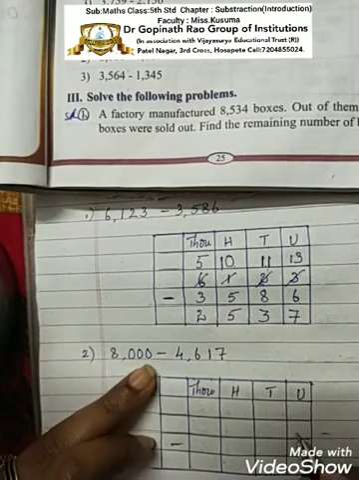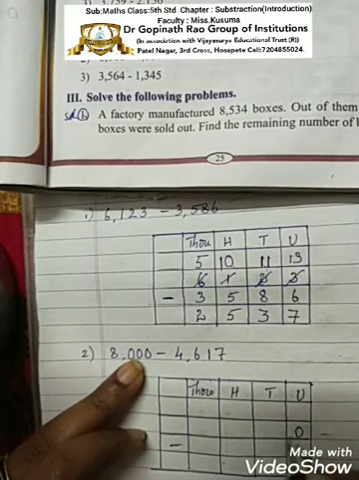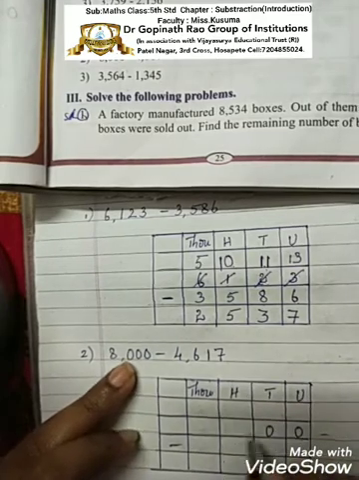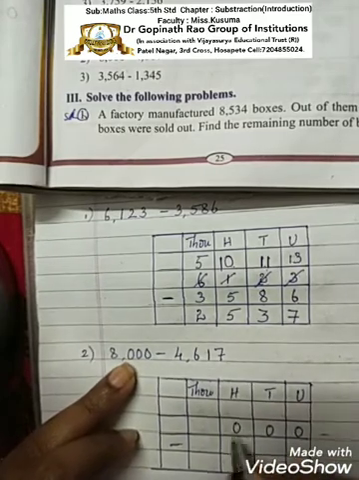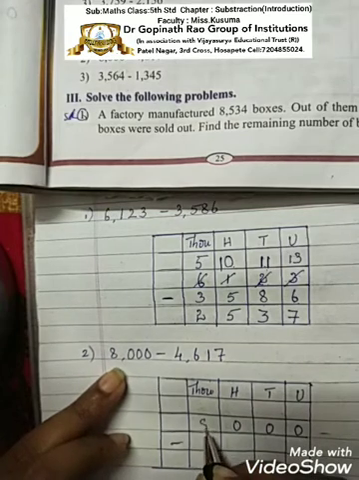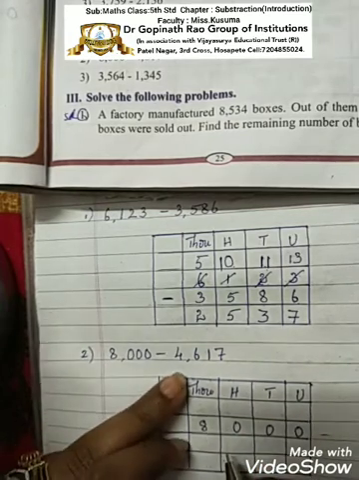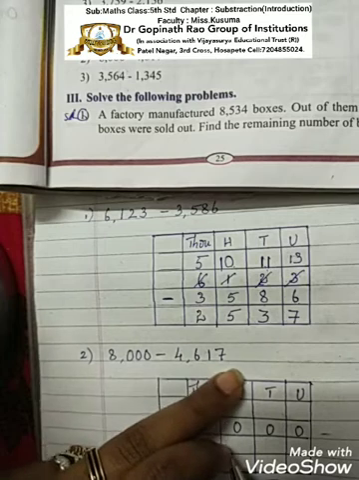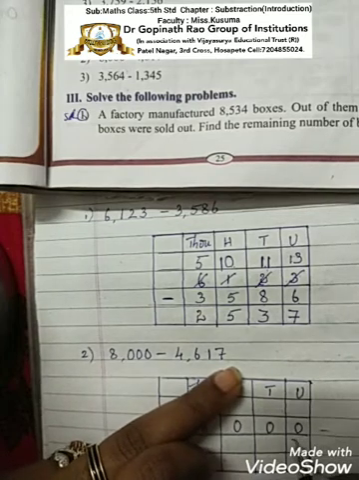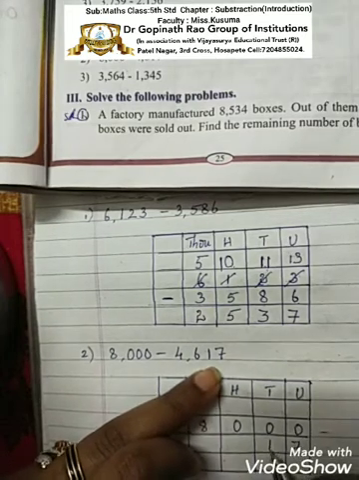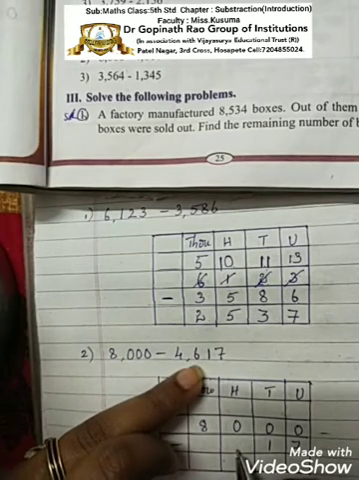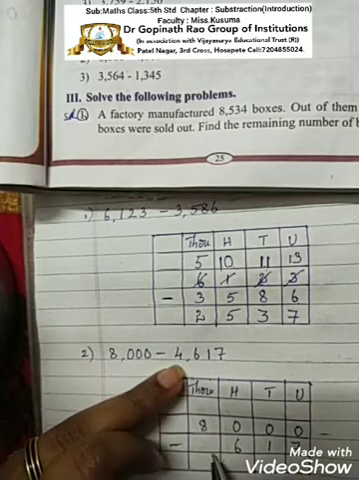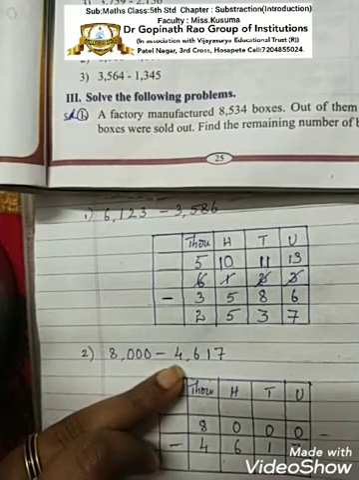Okay, 0 is in units place, and the next 0 is in tens place, and the next 0 is in hundreds place, and 8 is in thousands place. The next number given is 4,617. 7 is in units place, 1 is in tens place, 6 is in which place? Hundreds place, and 4 is in thousands place.